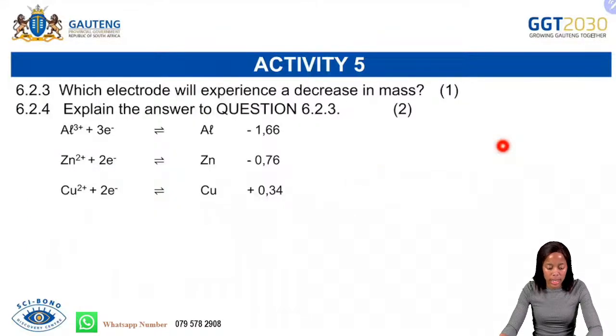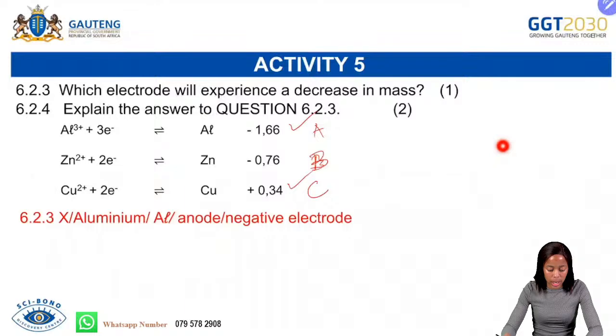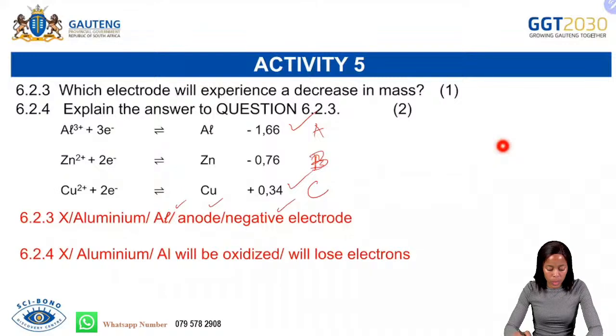Then 6.2.3, it says which electrode will experience a decrease in mass? So we are comparing aluminium with copper. It's ABC. Aluminium is the anode, and then copper is the cathode. Which one will decrease in mass? It's going to be the aluminium there, or the Al, or the anode, or the negative electrode. So it says explain the answer to question 6.2.3 there. Then what is it that we know about the anode?